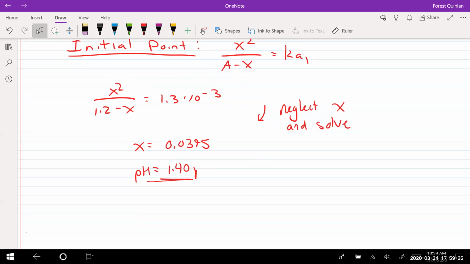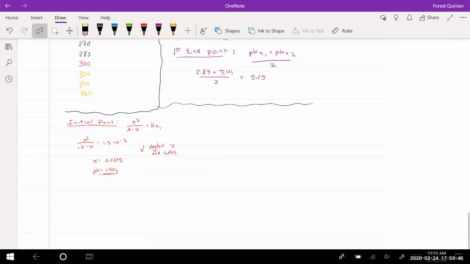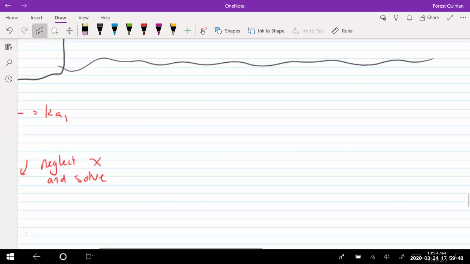You would not be off enough to really matter. The fact of the matter is, when I did this problem, doing the same thing, it was 3.29% off of the total. And as long as you're within 5%, you're okay with neglecting x. So that's why I kind of cheated at the beginning and said, we're just going to do it, because I already knew the outcome. Let's go ahead and do the final point then.